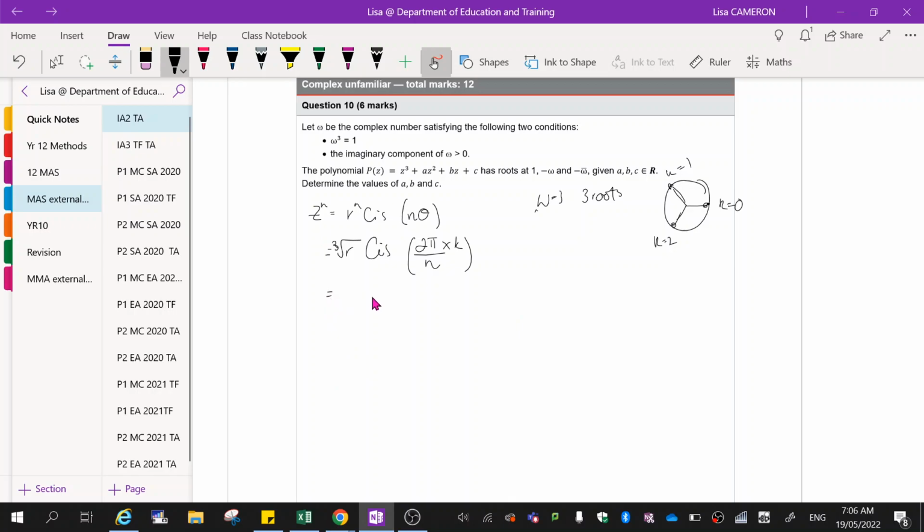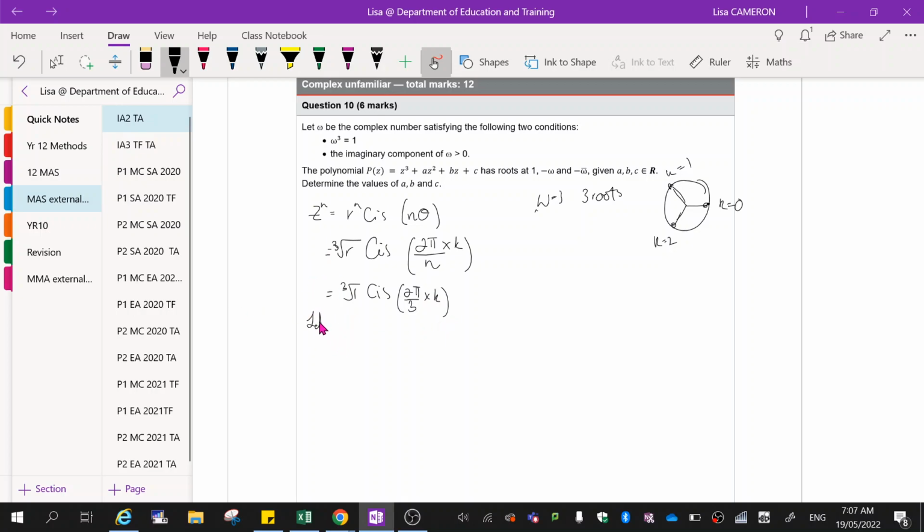So to get the roots of unity, I'm going to have to go cube root. Now here it tells us that r is equal to 1. If there was an extra bit here, I would calculate the magnitude of that to get our r value. So 1 to the power of a third, cis 2 pi on 3 times k. So that's going to get us our roots of unity.